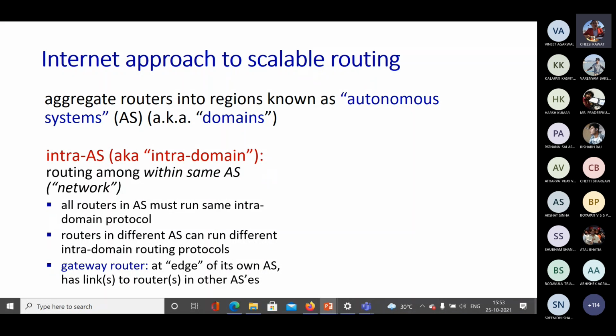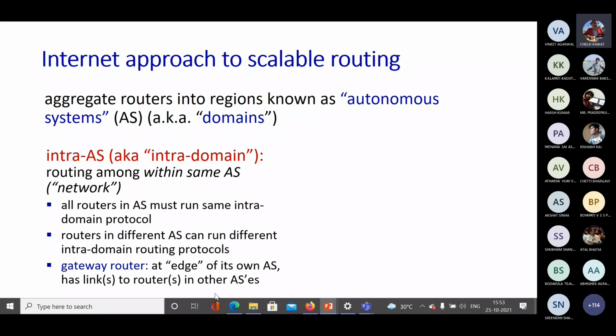So what are the properties or features that we need to take care of when we are looking at intra-AS routing? First is that all routers in the AS must run the same intra-domain protocol. The routers in different ASs can run different intra-domain routing protocols. We are not concerned about it because we are looking at communication between devices within the same AS.